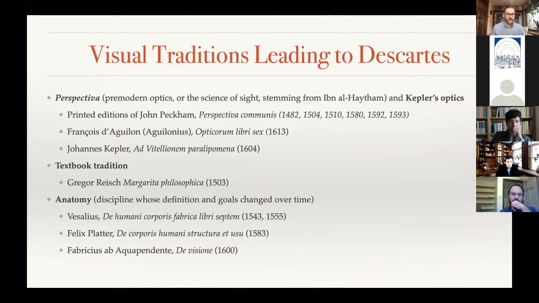The textbook philosophical tradition, primarily Gregor Reich's Margarita Philosophica, and then the anatomical tradition stemming from Vesalius. There were no images of the eye in the anatomical tradition proper prior to Vesalius. So the development of this with Vesalius, then Felix Plater and Fabricius ab Aquapendente will be the next tradition.